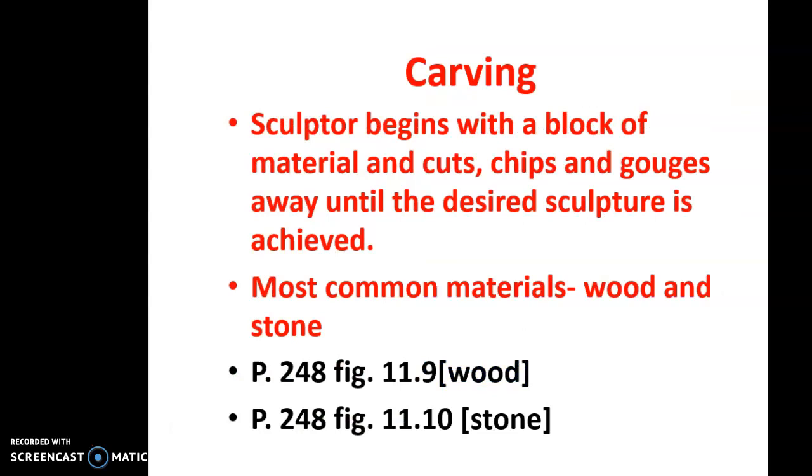Now, carving is another one of those methods. Now the sculptor will begin with a block of material, and then they will cut, chip, and gouge away until the desired sculpture is achieved. So this is that subtractive method where we've got some material and we're going to take away. Now, the most common materials for this are wood and stone. Now, on page 248, figure 11.9 and 11.10, you will see two carved sculptures, one in wood and one in stone.